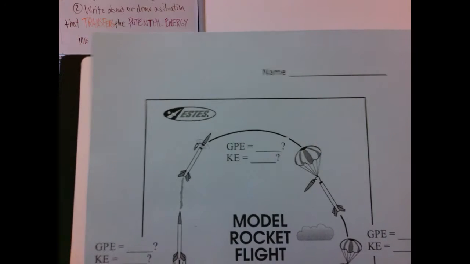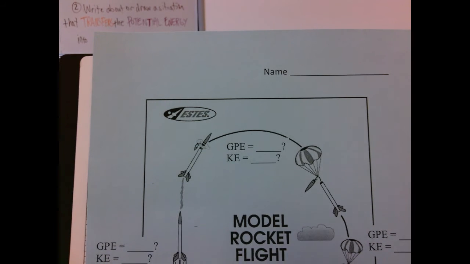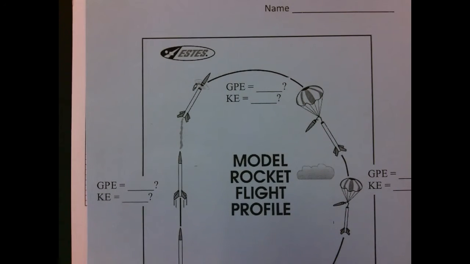So let's go ahead and label this example. This is a model rocket flight example, and we'll start down here at the bottom.